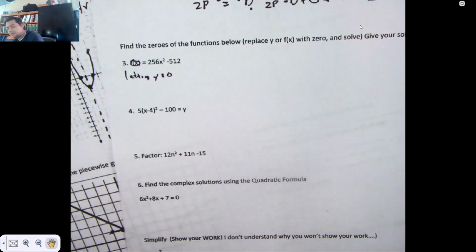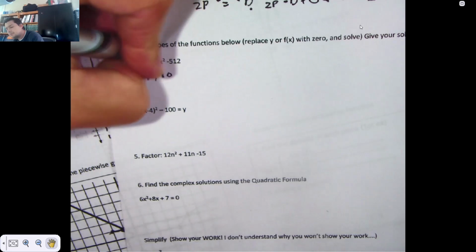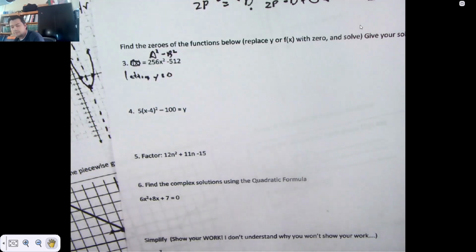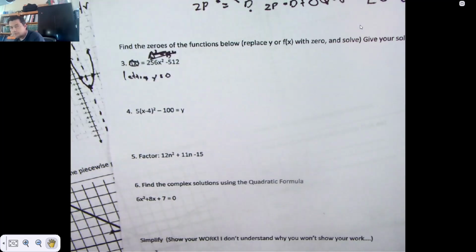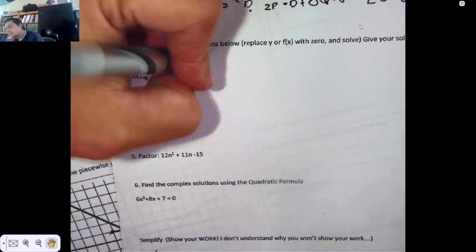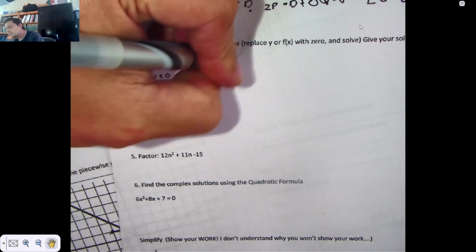So this thing factors. It's actually an a squared minus b squared pattern. Is it? It's not an a squared minus b squared pattern. Almost got me on that one. You can pull a 256 from both terms, then you'll have x squared minus 2.